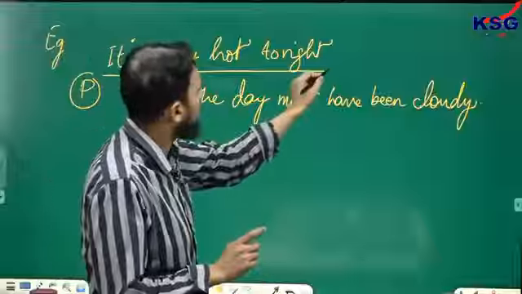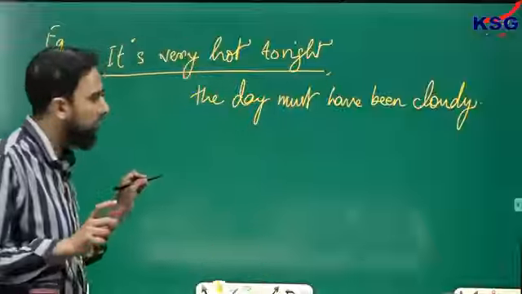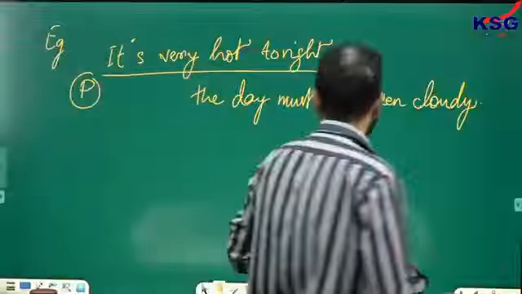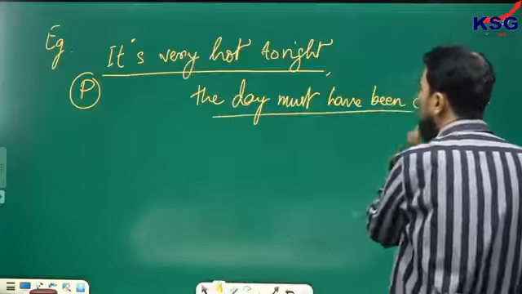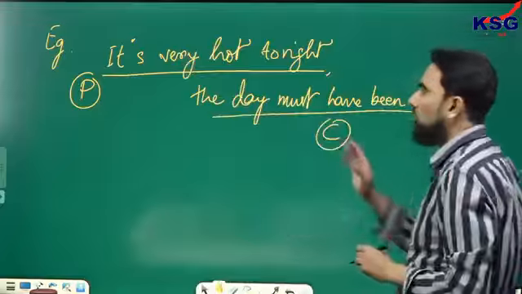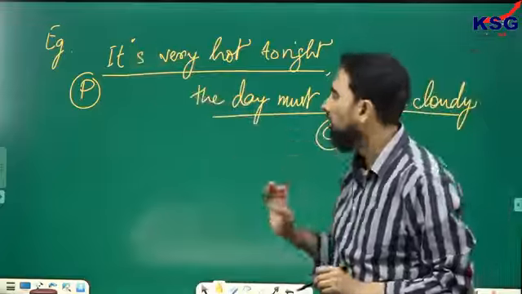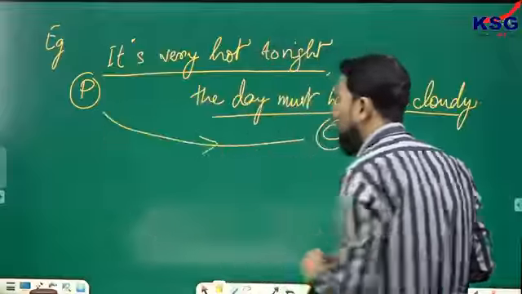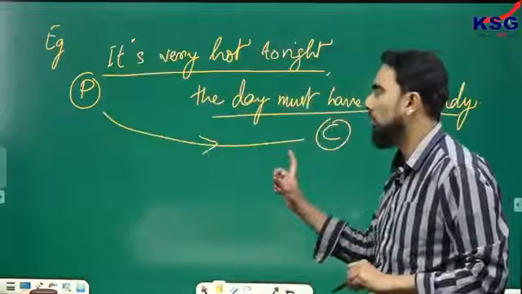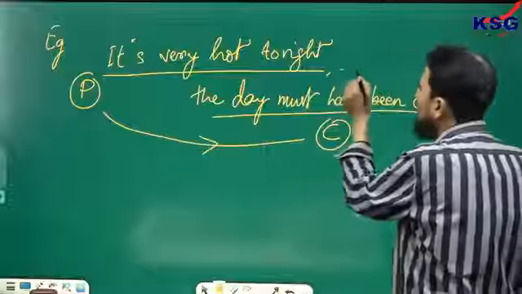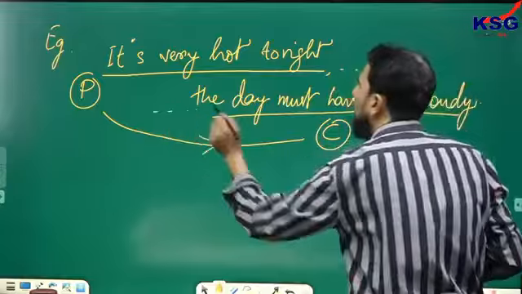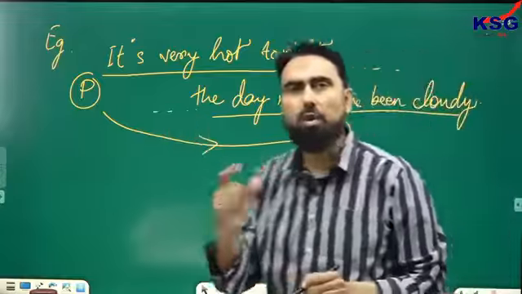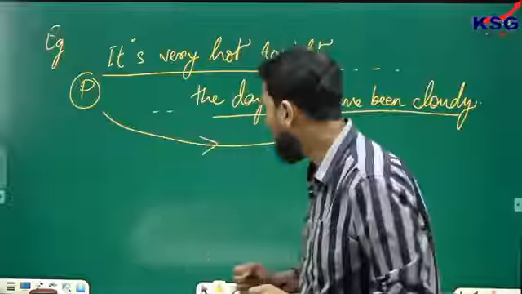So the indicator "so" is not written here, but we get to know that yes, the day must have been cloudy is the conclusion, because author makes this conclusion on the basis of the night being very hot. So from P to C, this trajectory, if you follow, the correct assumption should bridge the gap. It means there is some piece of information missing between the two, and our option must fill in that, the correct option for assumption, right?